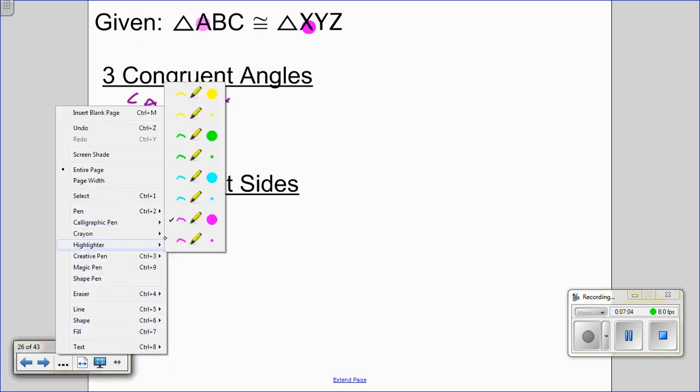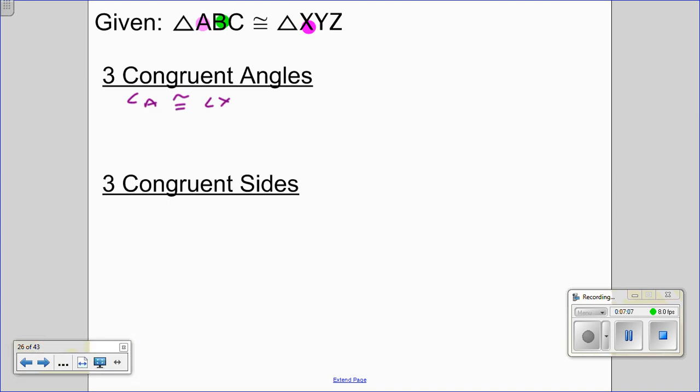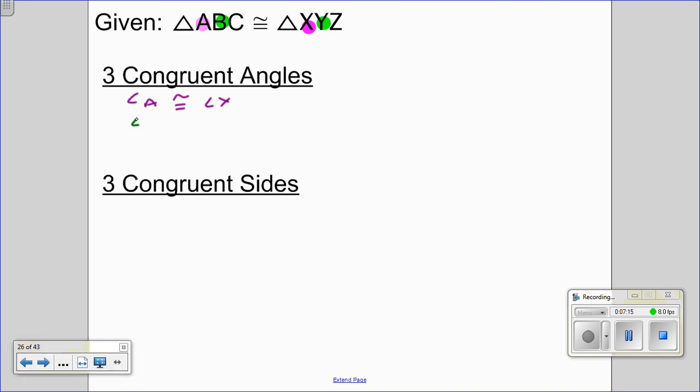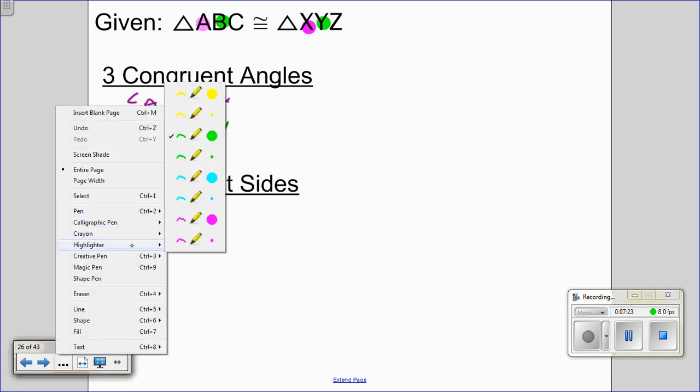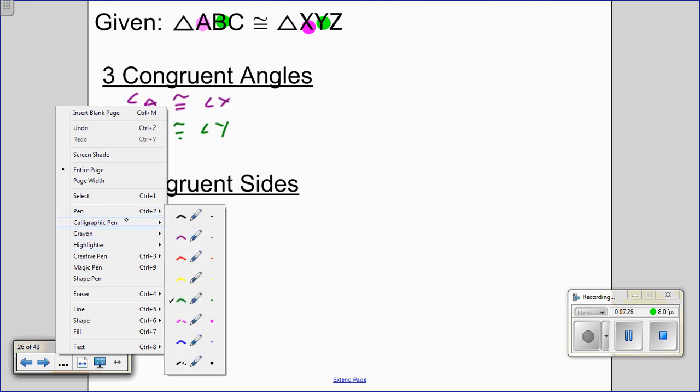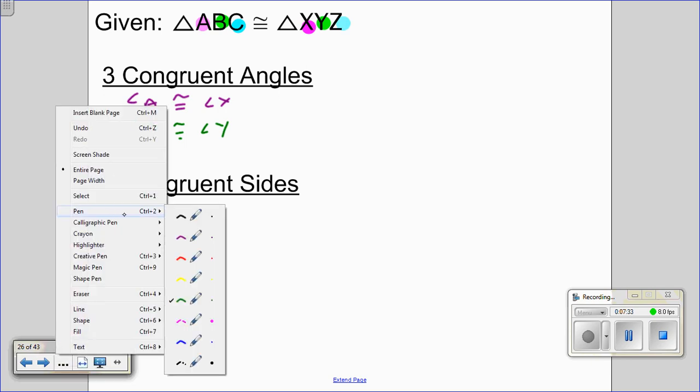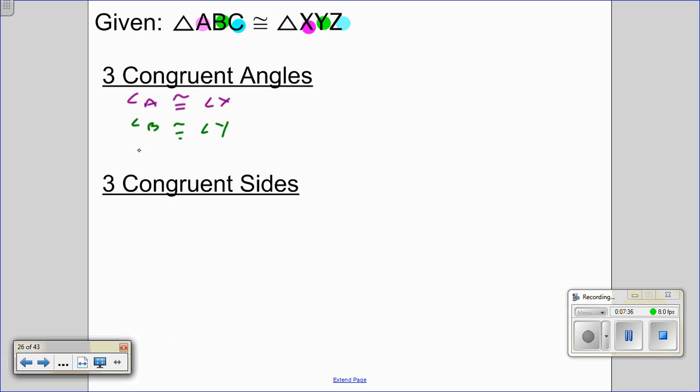Then B's next with Y. So angle B is congruent to angle Y. And lastly, you have C congruent to Z. So angle C is congruent to angle Z.